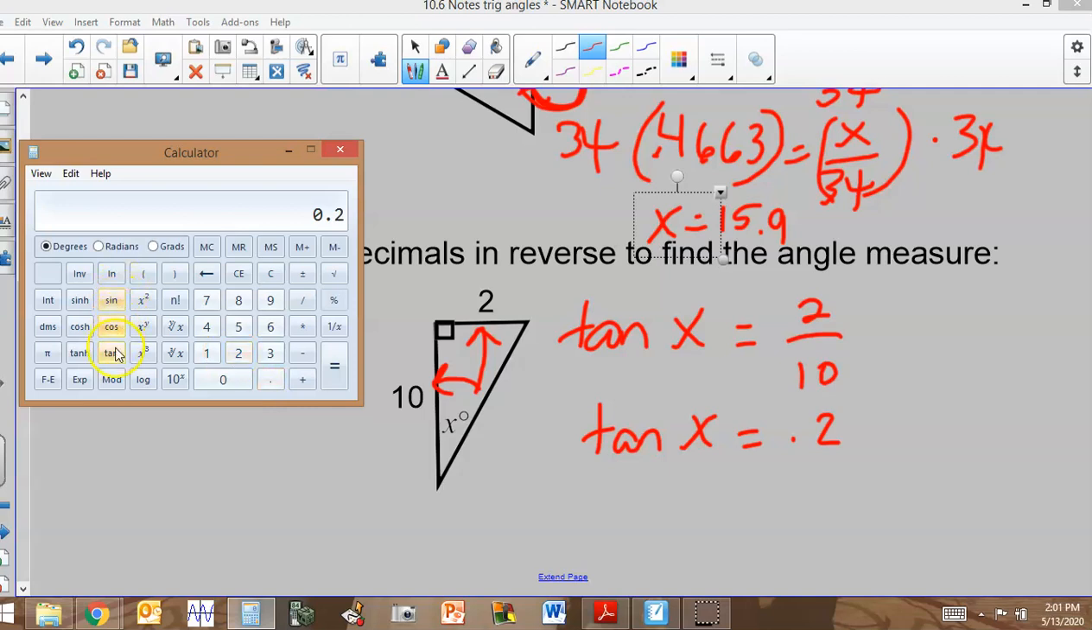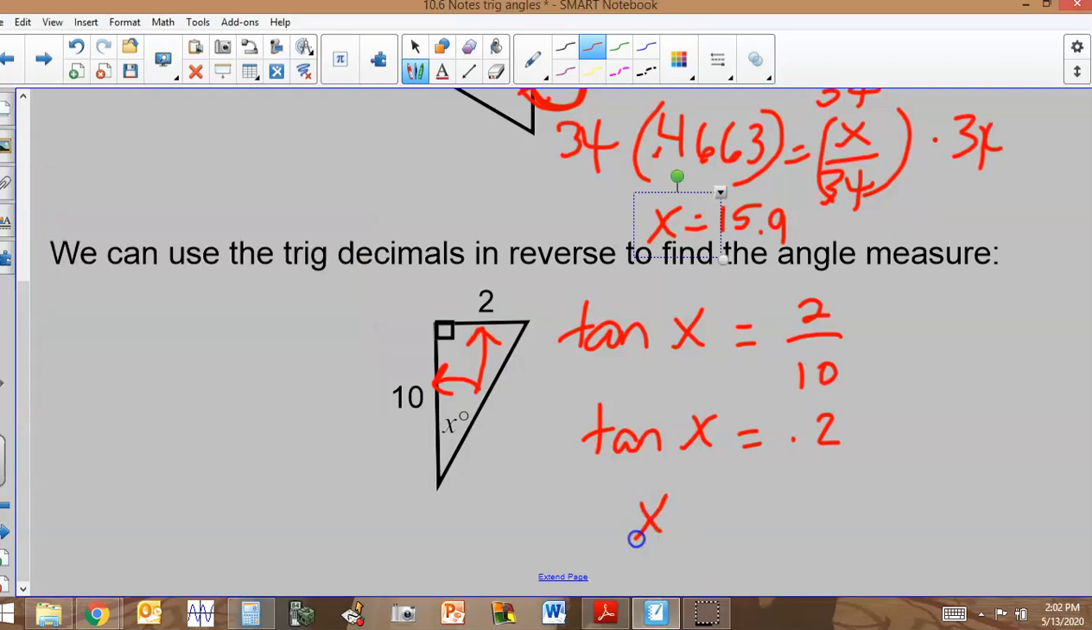these say sine, cosine, and tangent? If I hit this inverse button, in some calculators it's a second button, see how now it says tangent to the negative first? That makes the calculator go backwards. So if I click it now, it tells me it came from an 11-degree angle, 11.3 degrees to be exact.